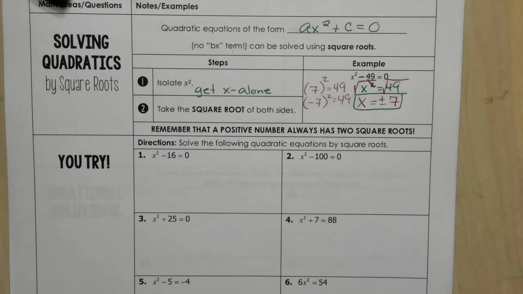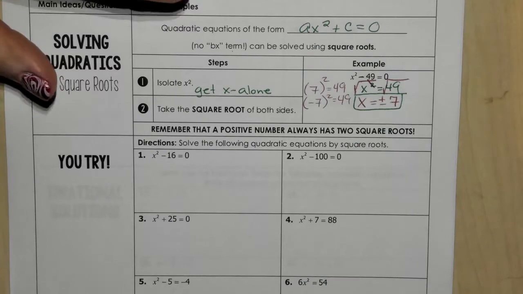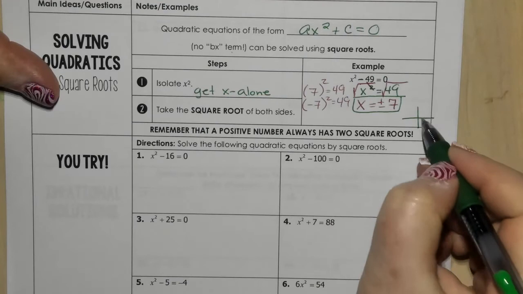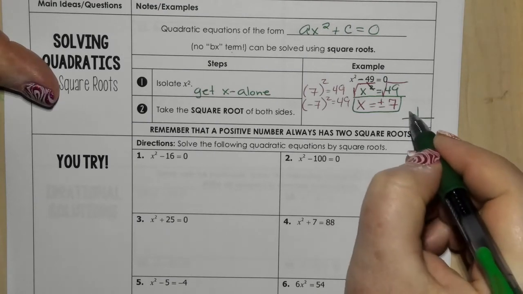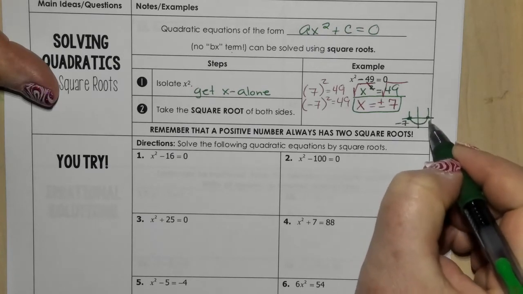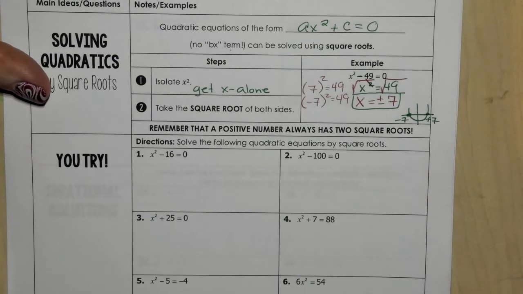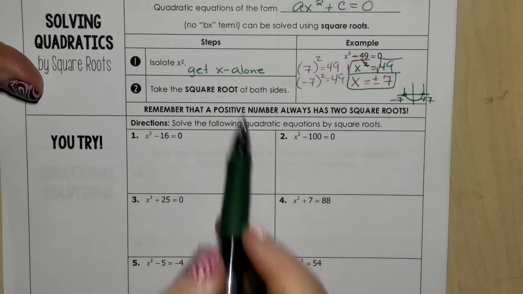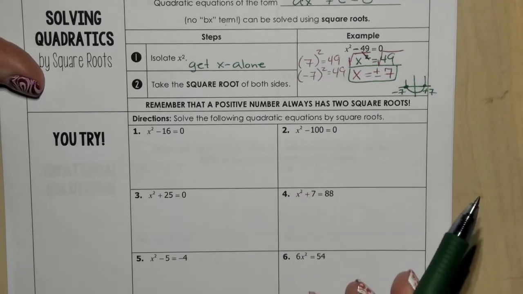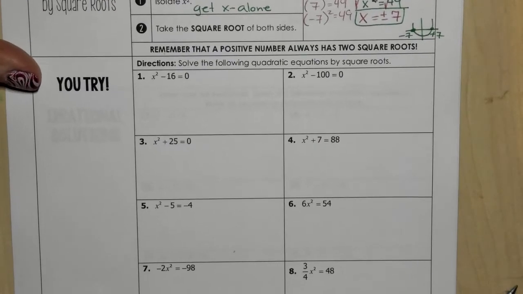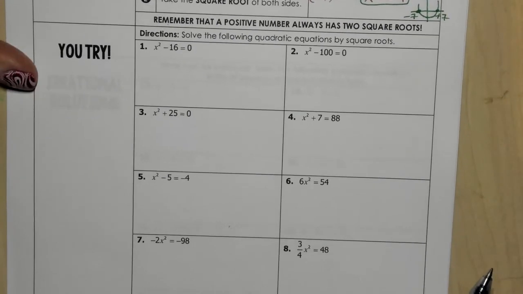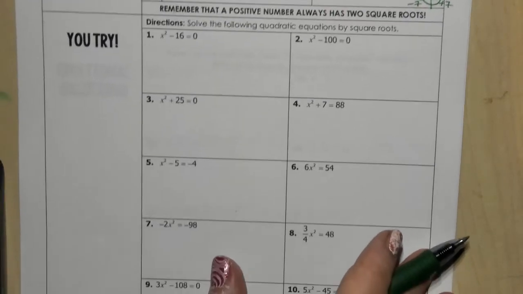And when you graph these ones that have no b term, you'll notice that the y-axis is cutting them in half. So this one here is going to look like this and like this, with this being minus 7 and this being plus 7. And here's that reminder right here. Reminder that a positive number always has 2 square roots. All right, let's do some examples real quick. We'll do a couple here. I'm not going to do all of them because we did actually most of them the other day.